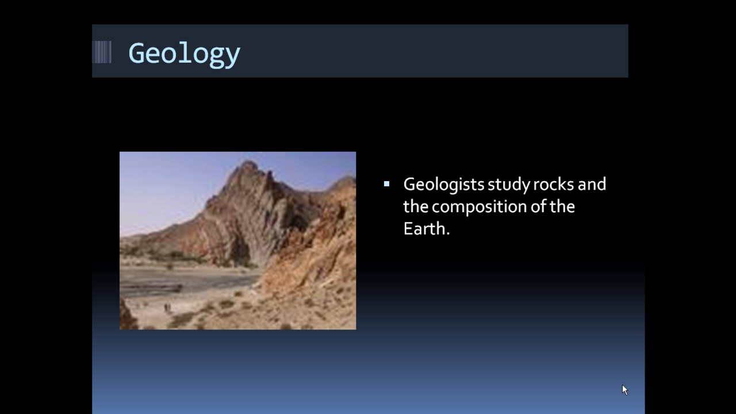Alright, so in geology, and I've taken many geology classes, believe me, geologists have an exciting job. They actually study rocks and the composition of the earth. So this can be things like earthquakes, volcanoes, plate tectonics, anything that involves rocks and the composition of the earth. A lot of times geologists will get jobs working in the oil industry because they're doing oil exploration, and that's a pretty good job.